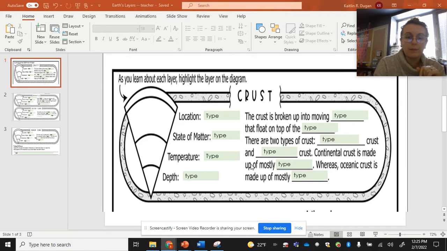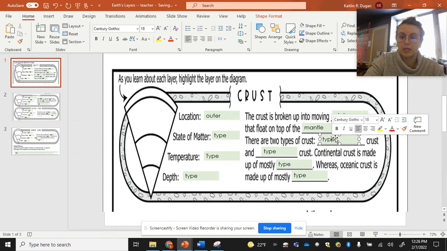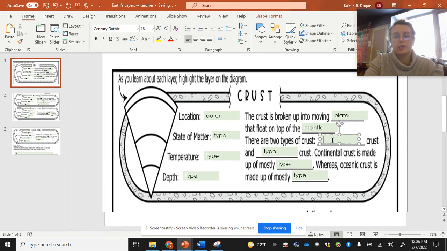All right. So speaking about the crust first, it is located on Earth's surface. It's the outermost layer. And it is broken up into moving plates, okay? And we call these plates the tectonic plates. All right? And these plates float on top of the second least dense layer, which is called the mantle. All right. And there's two types of crust. They have continental, which makes up the continents, and then we have oceanic, which is the ocean. Okay. So continental and oceanic.